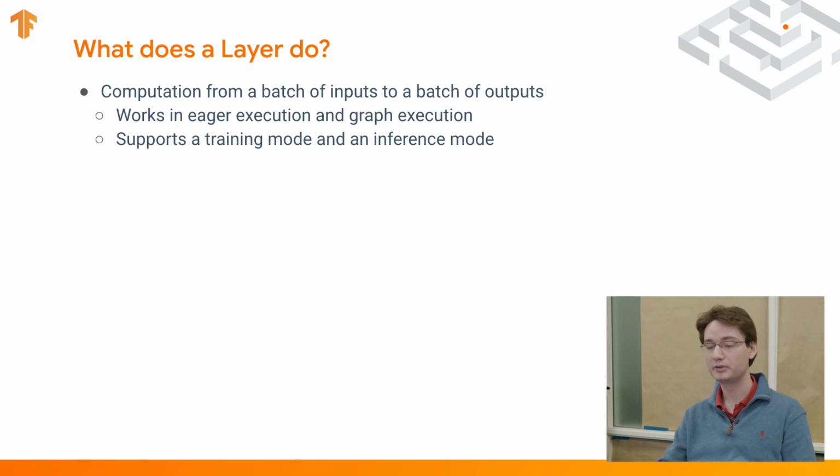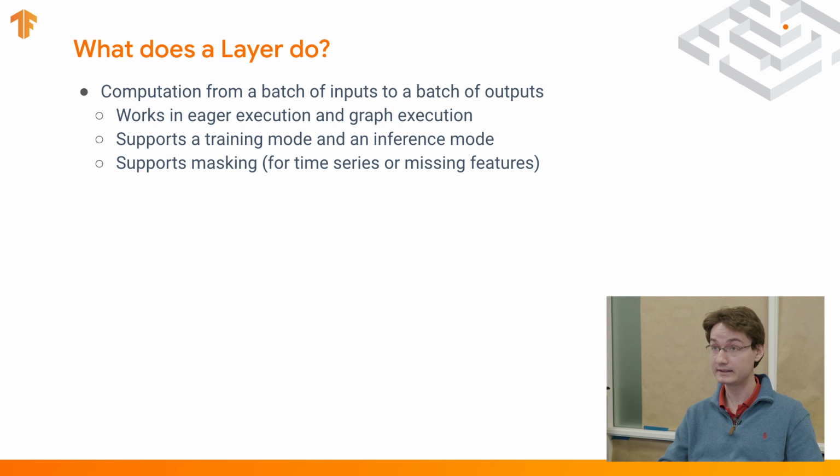So layers also support two modes, a training mode and an inference mode, and you could do different things in each mode, which is something that the dropout layer or the batch normalization layer do. There's support for built-in masking, which is about specifying certain features or time steps in an input that you want to ignore. This is very useful in particular if you're doing sequence processing with sequences where you have padded time steps or where you have missing time steps.